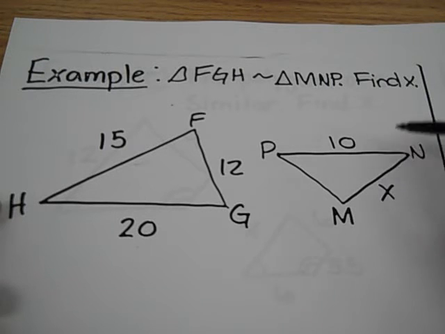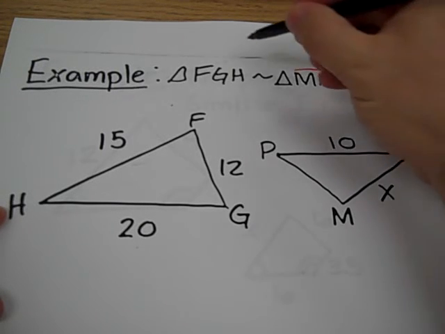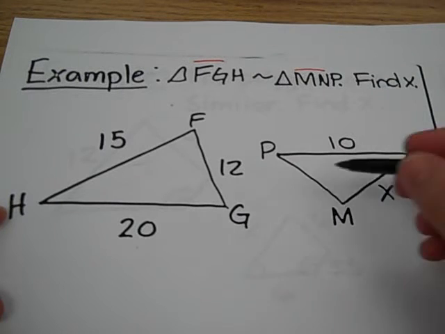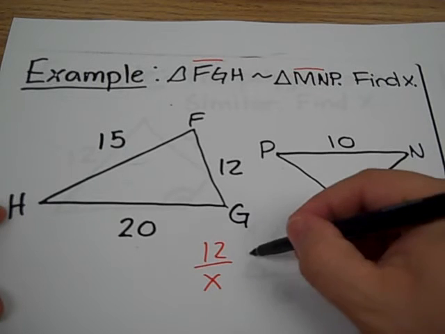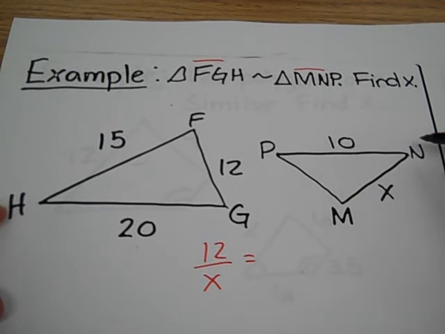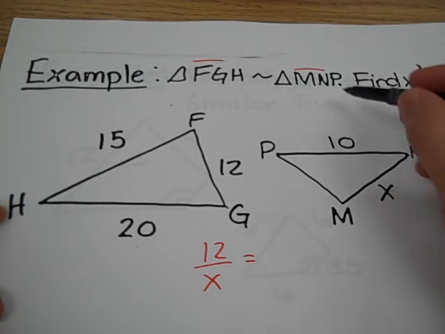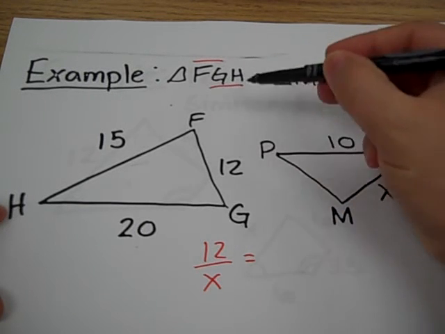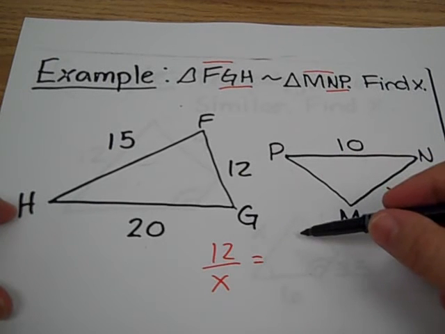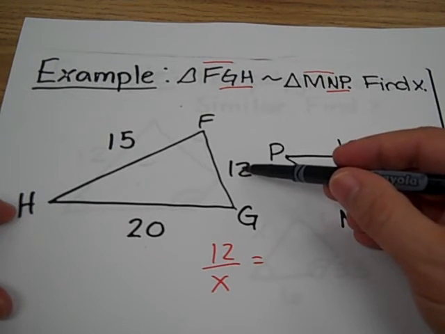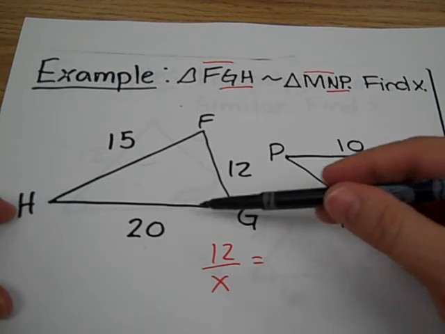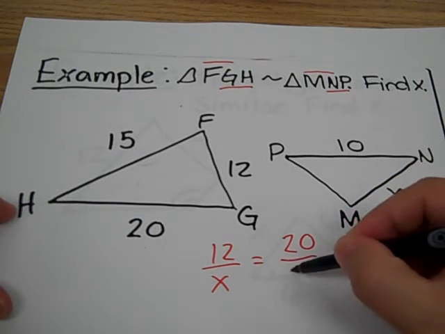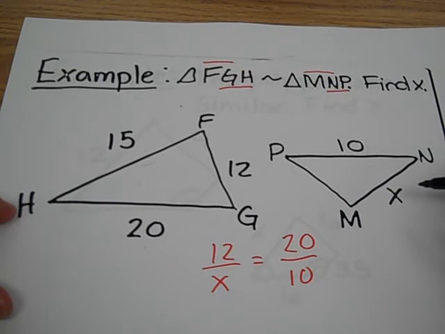So side MN corresponds to side FG. So I can write FG over MN, 12 over x. And then I'm going to need to use NP. So the side that corresponds to NP is GH, which is 20. And since I put the side from the bigger triangle on top in my first fraction, I'm going to do the same thing for this one. So I do 20 over 10. And now I'm solving for x.